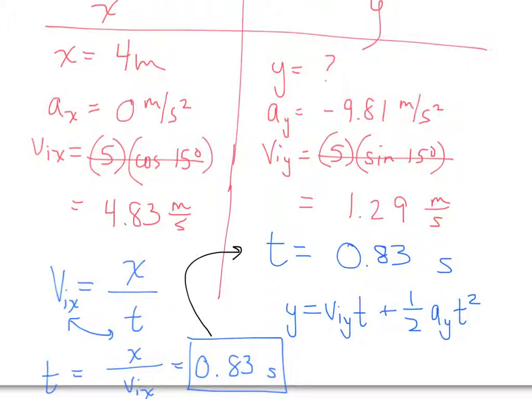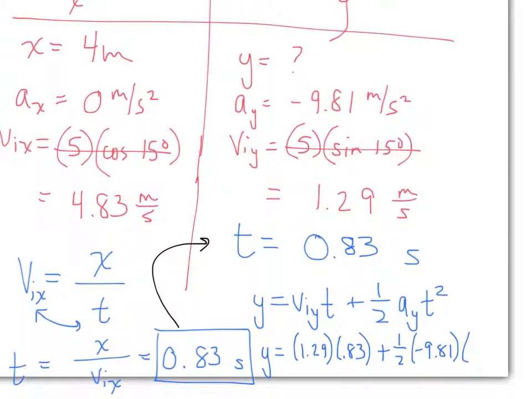Now, somebody in the other class asked, do I need to use the subscripts? If you don't want to, it's fine, as long as you use this column approach like I'm showing you here. So if you didn't write AY, and you didn't write VIY, just wrote VI and A, as long as I know you're working in this direction, I'll read it. But just to specify, it just makes it more obvious, right? At this point, you know VIY, you know time, and you know acceleration. So it's a plug and chug. Plug it in, go right through. Okay, so y equals 1.29 times 0.83 plus 1/2 times negative 9.81 times 0.83 squared.